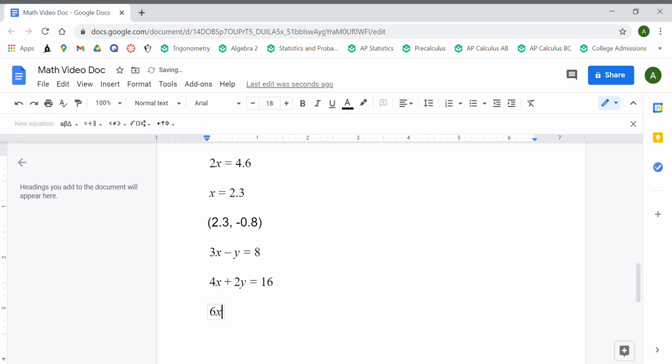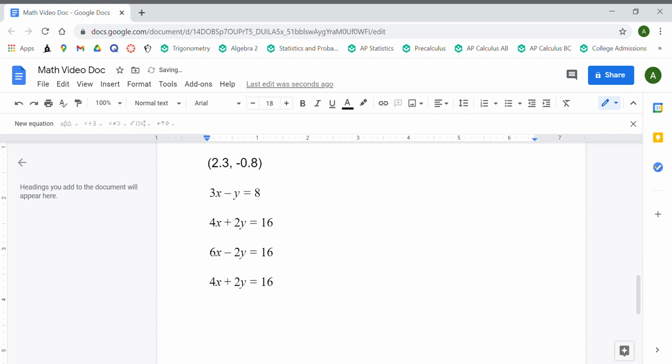It's 6x minus 2y equals 16, and 4x plus 2y equals 16. And then we add the two equations together, we get 10x equals 32. Divide both sides by 10, we get x to be equal to 3.2.